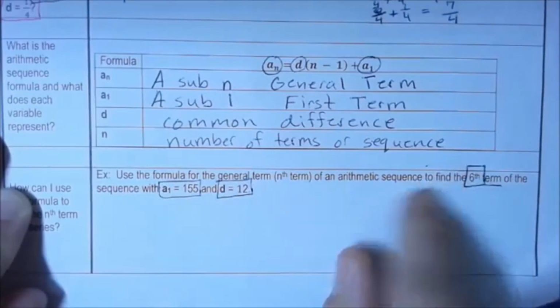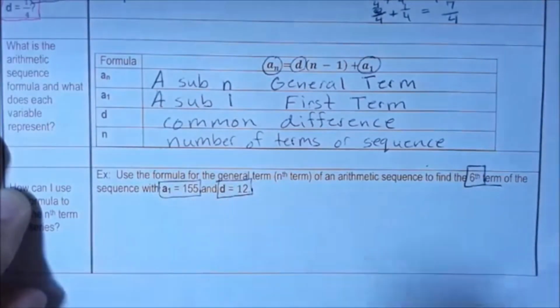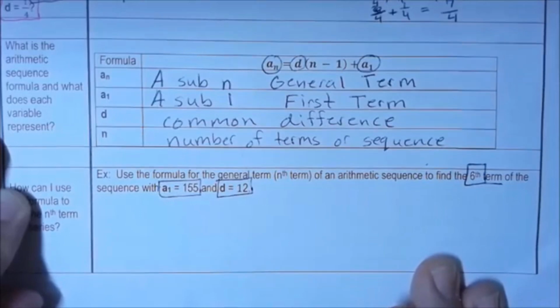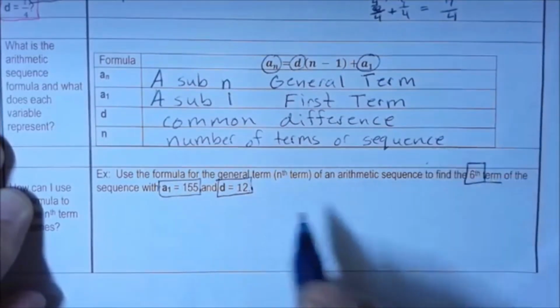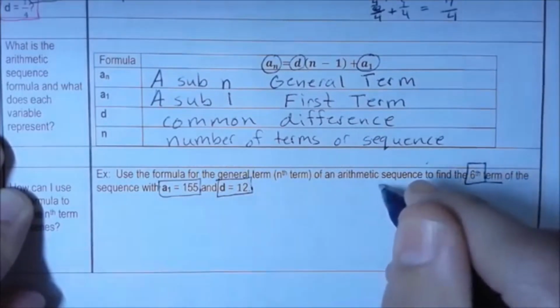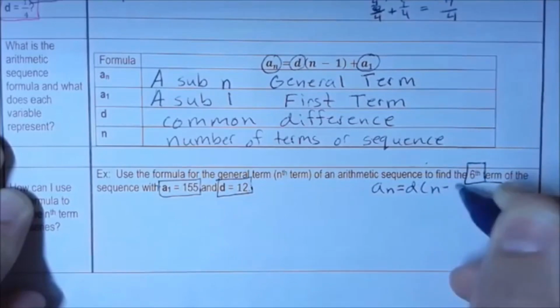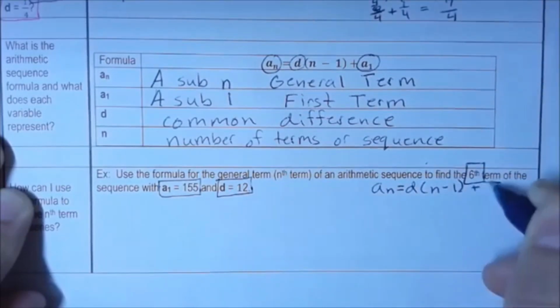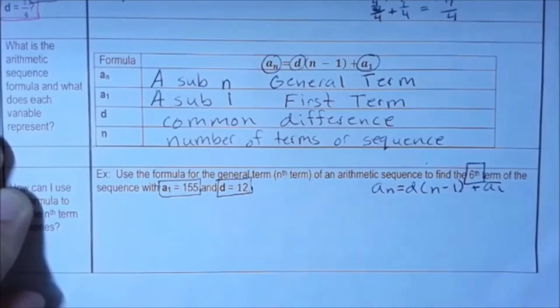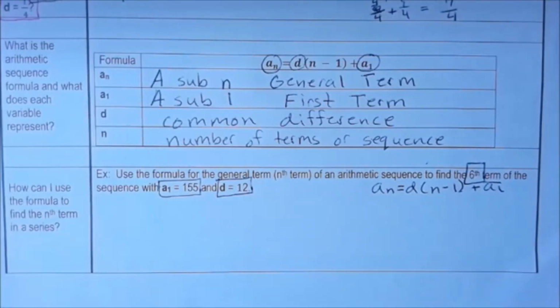Now notice I did box these just as we box them when we're doing any word problem, and now we're going to go ahead and put this formula into action. So let's go ahead and see. On this one right here, I have a sub n is equal to d times n minus 1 plus a sub 1. Alright, so I'm going to start replacing my variables with the values that they're represented by.